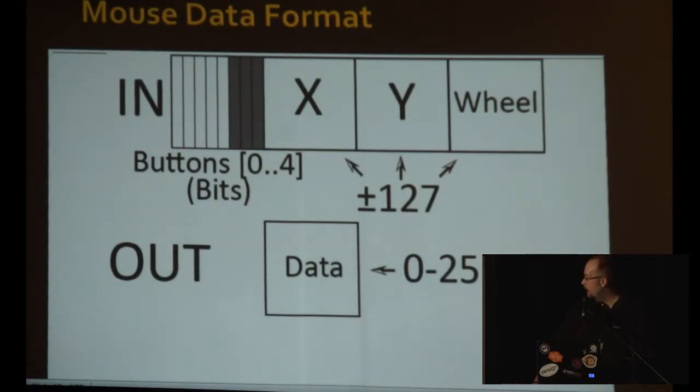And the X and the Y and the wheel, we want to have set up as a plus or minus 127 approximately. So that way it's relative. You can go up and down from your current position, unlike perhaps a positional device where it wants an absolute position at all times.